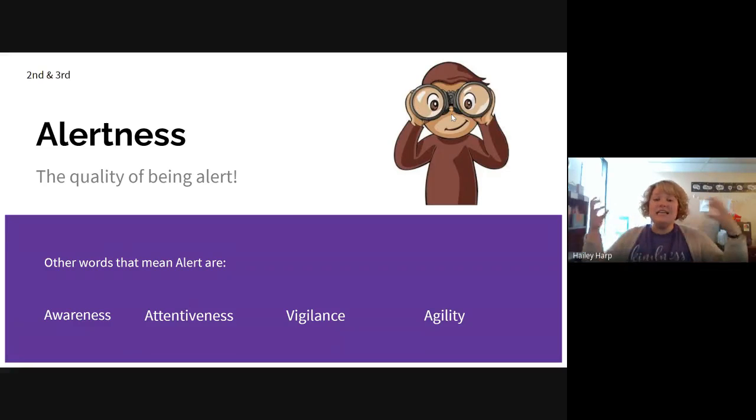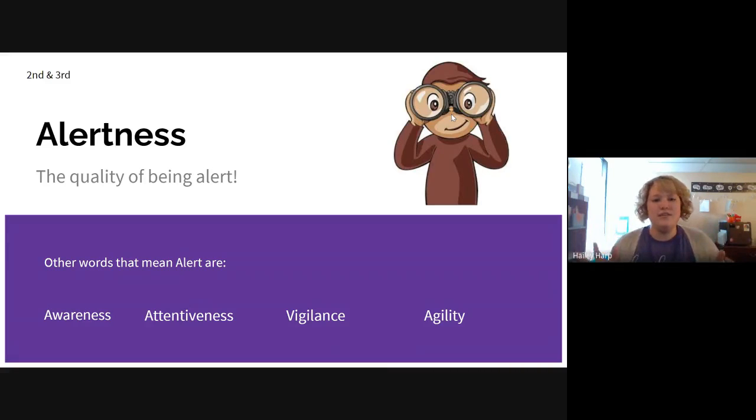Today's theme on the next block of the pyramid of success is alertness. We are climbing up that pyramid so fast. Alertness means the quality of being alert. Some of you might know a couple of other words that mean alert or alertness: awareness, attentiveness, vigilance, and agility. You might hear your teachers use those words. You're like, oh, light bulb, I know what that means. That means alertness, which is the quality of being alert.